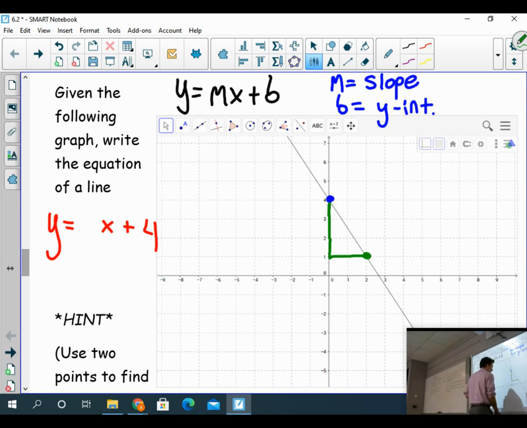This point being 2, 1. Okay, so I went down 3 over 2. If I wanted to confirm that, I could keep going. If I go down 3 over 2, hey, I hit another solid whole point on the graph.